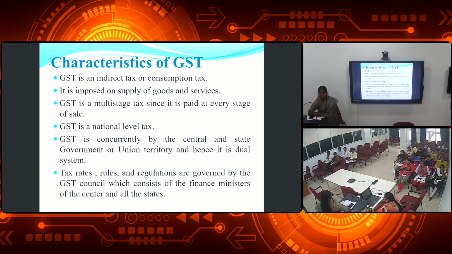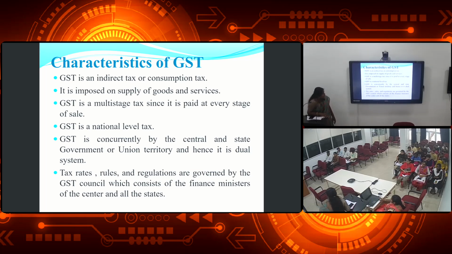Next, it is collected concurrently. It is collected in two ways, by both the central and the state government. So that is why it is called concurrent taxes. Both the central and the state governments collect the taxes, and also in union territories we collect the taxes. Okay. Hence it is a dual system. Dual system is nothing but two-way collection of taxes, through the central and the state. Both governments collect at a common fixation of tax rate.